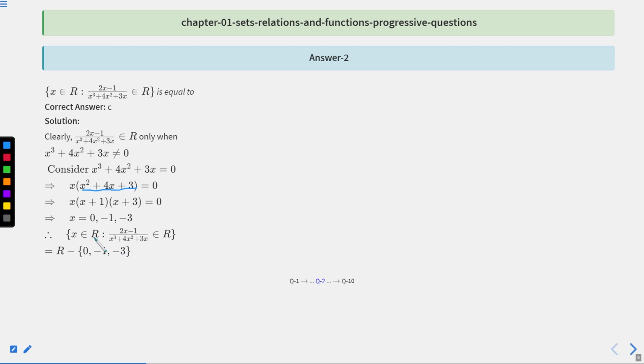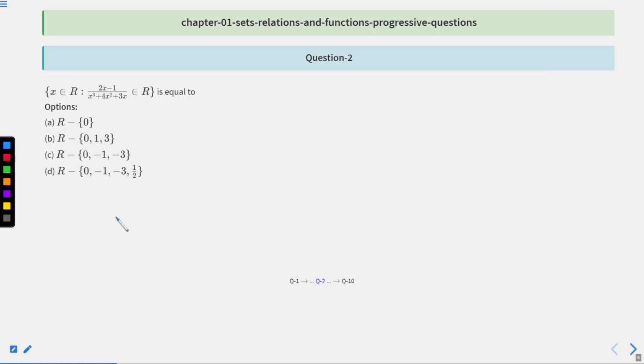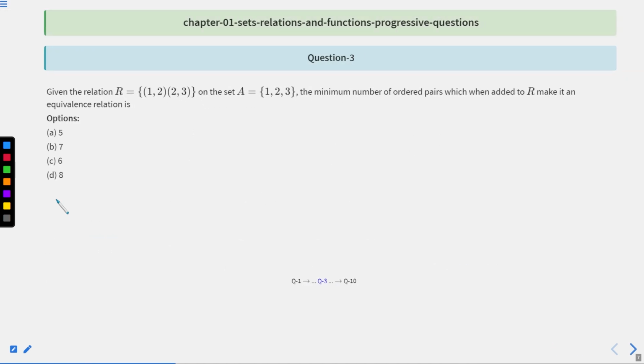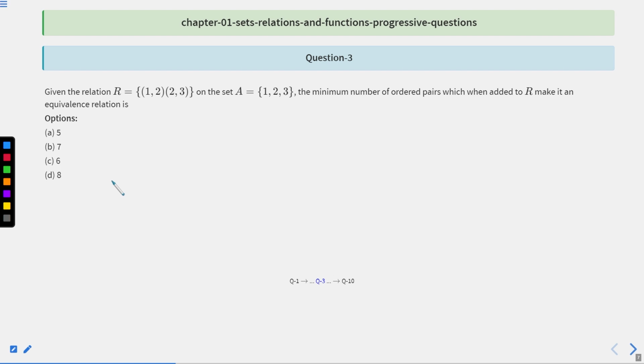So this expression becomes real for all x belonging to real values except 0, -1 and -3. So option C should be the right choice. Let's move to question number 3.